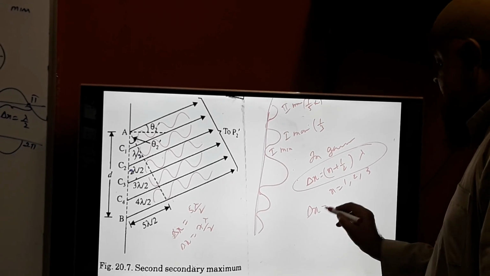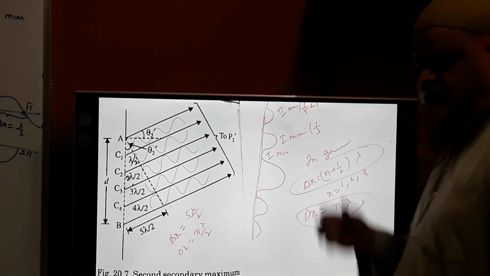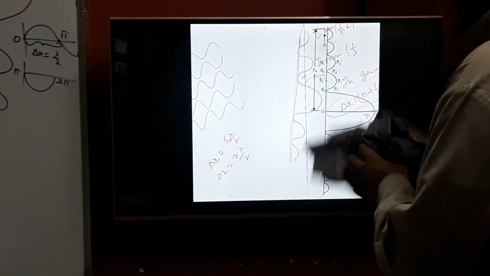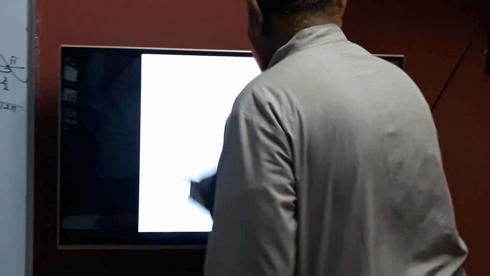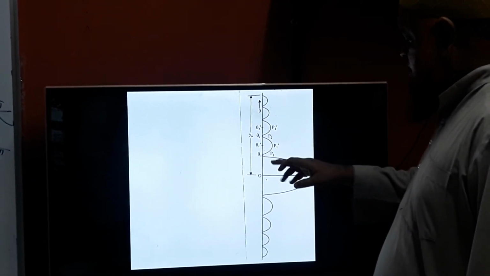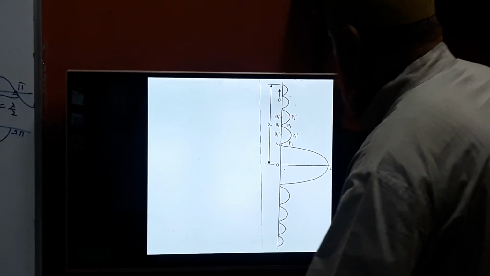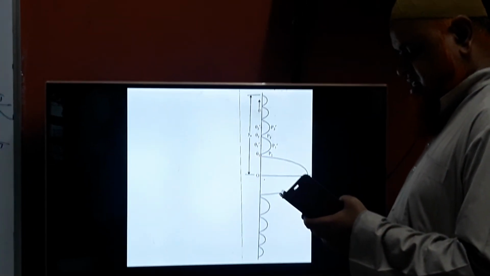And what is the path difference for a minima? Only n lambda, isn't it? Okay, so this is the problem actually. After that we can go for one more concept here. This is the beautiful diagram which shows how you are going to get the maxima and the minima. So central maxima, primary, secondary, understand? This is maxima, minima and like this. You are getting a series of maxima and minima with decreasing intensities.